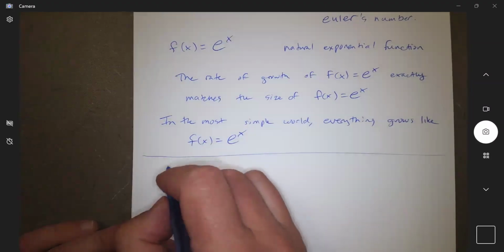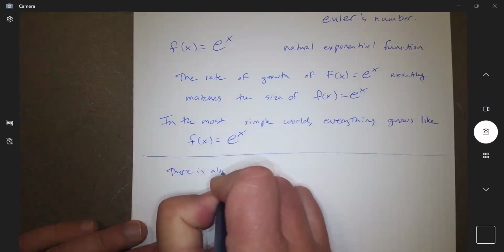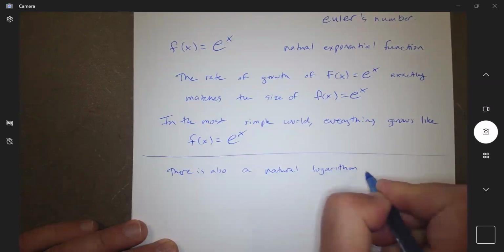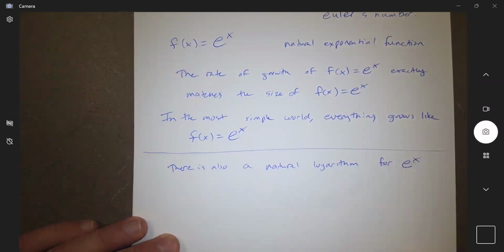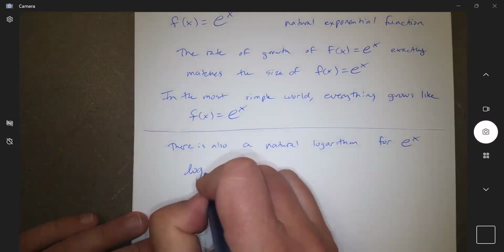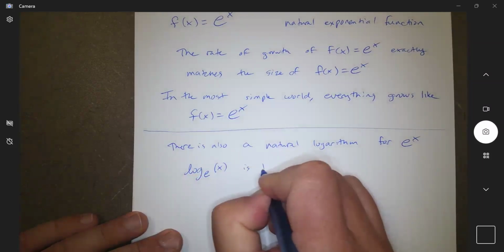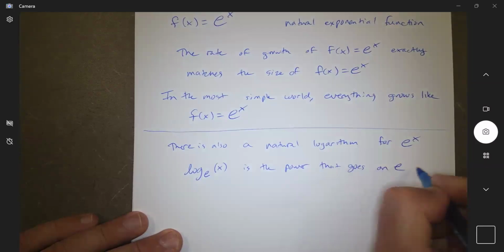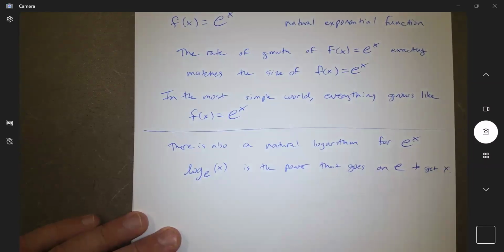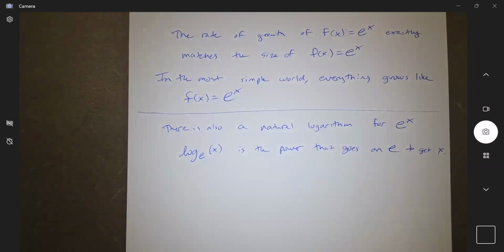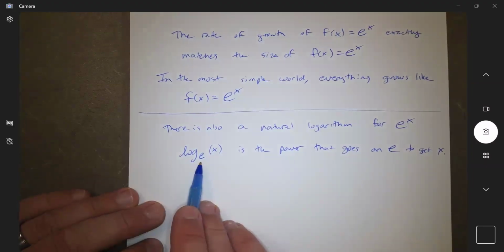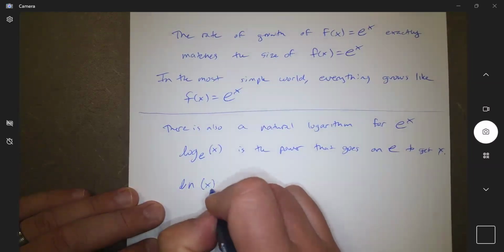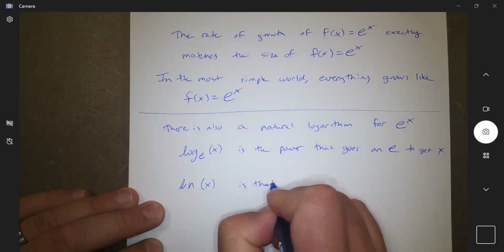And since there's an exponential, there is also a natural logarithm for e to the x. Log base e of x is the power that goes on e to get x. Different places in the world use a different shorthand for log base e. In the United States, we use ln. ln of x is the natural logarithm.